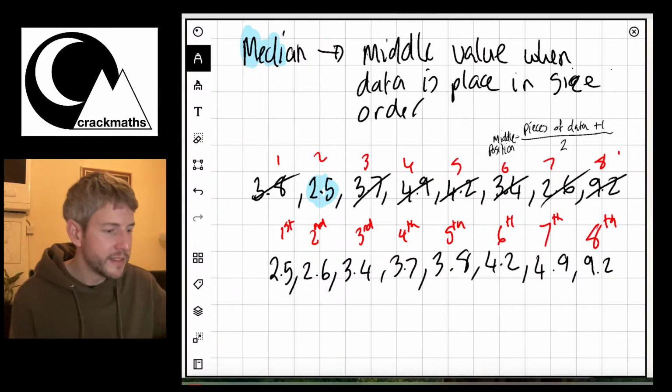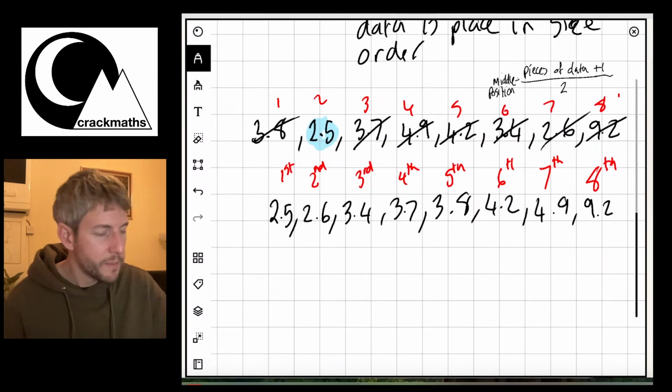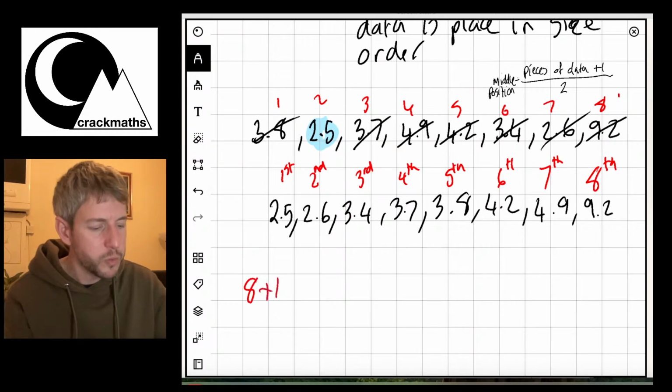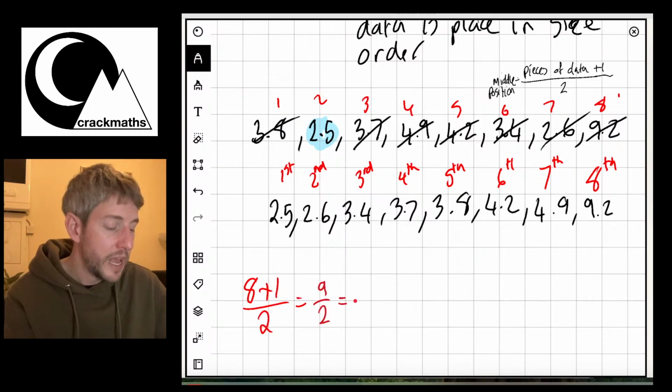So now I need to identify the middle piece of data. The middle position is going to be 8, because there are 8 pieces of data, add 1, and then divided by 2. So 8 add 1 is 9. So we've got 9 divided by 2, and 9 divided by 2 equals 4.5.